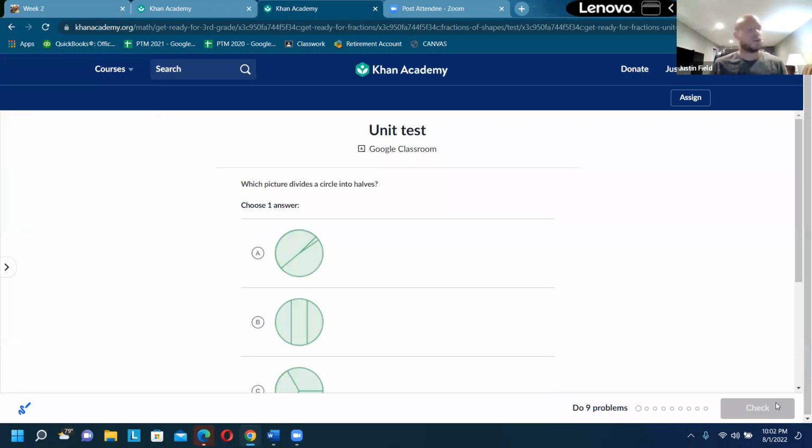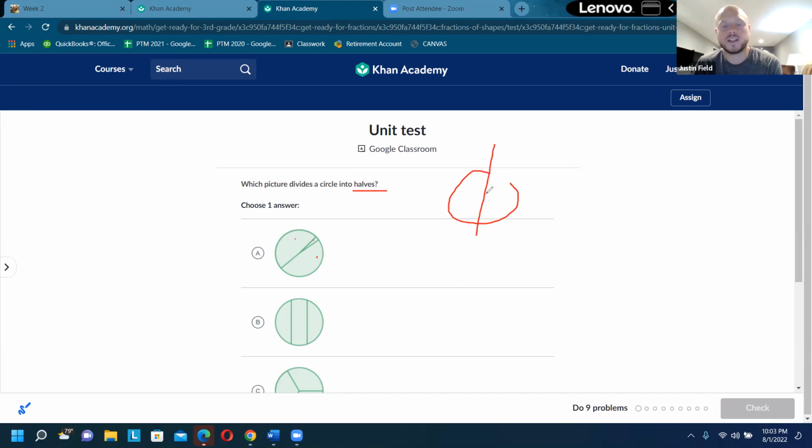Okay. So now we're dividing. We're dividing a whole into parts. That is what a fraction is. So which picture divides a circle into halves? Well, let's talk about this. Here I see 3, and halves means you take something and split it into 2 equal pieces.